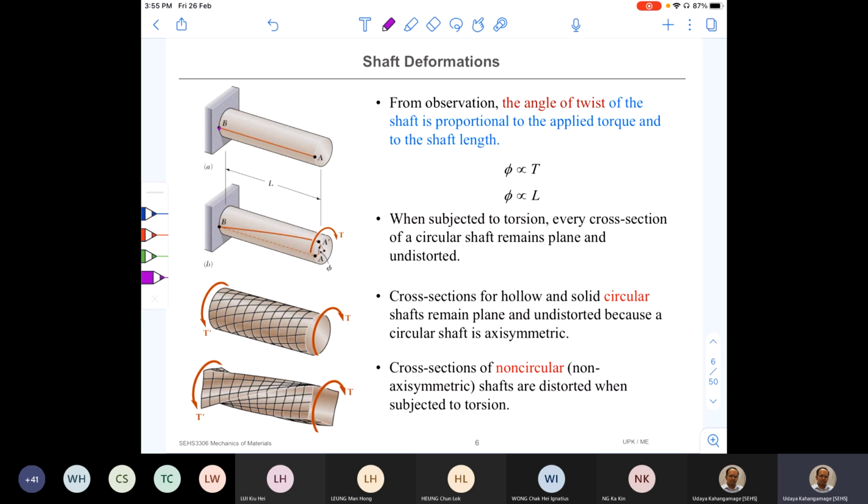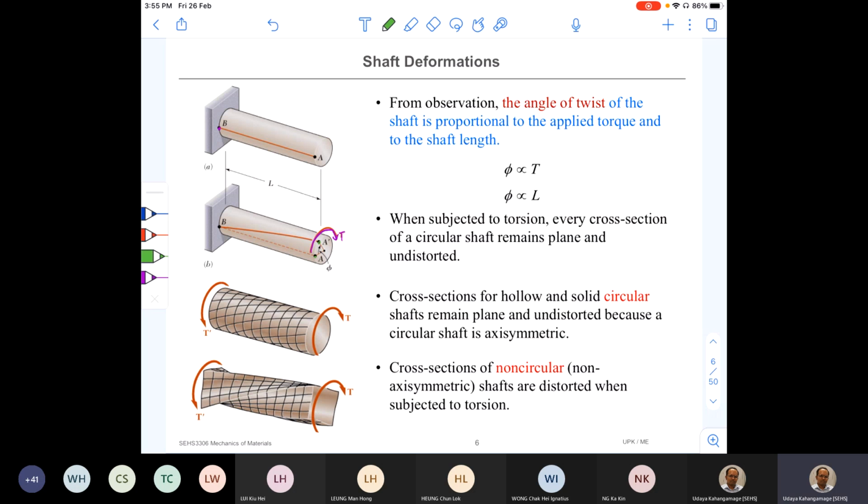And now I'm going to apply this torque T to the end A, right? And then what is going to happen to line AB? The point A here is now going to shift to A prime. So that means there's a displacement of the point. So displacement means there's a strain, right?